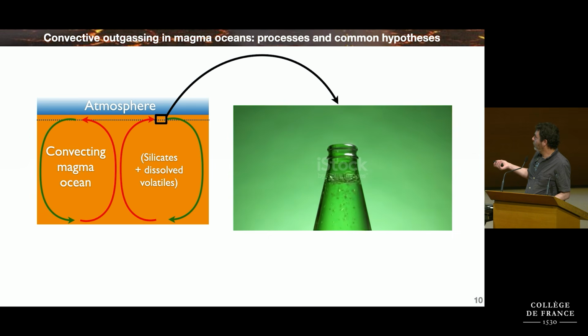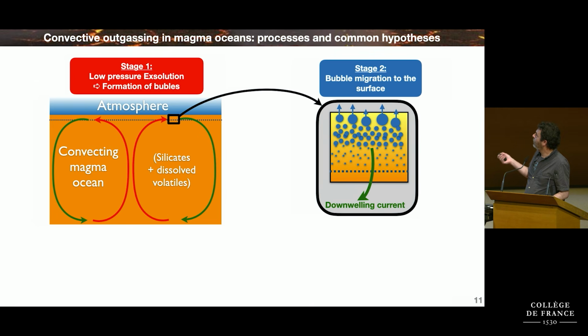And so you decrease the pressure, you form bubbles. The bubbles rise to the surface because they are lighter. And so this is the second stage, bubble migration towards the surface. What is important to notice is that all the studies that have focused on these two stages have assumed that they are very fast.